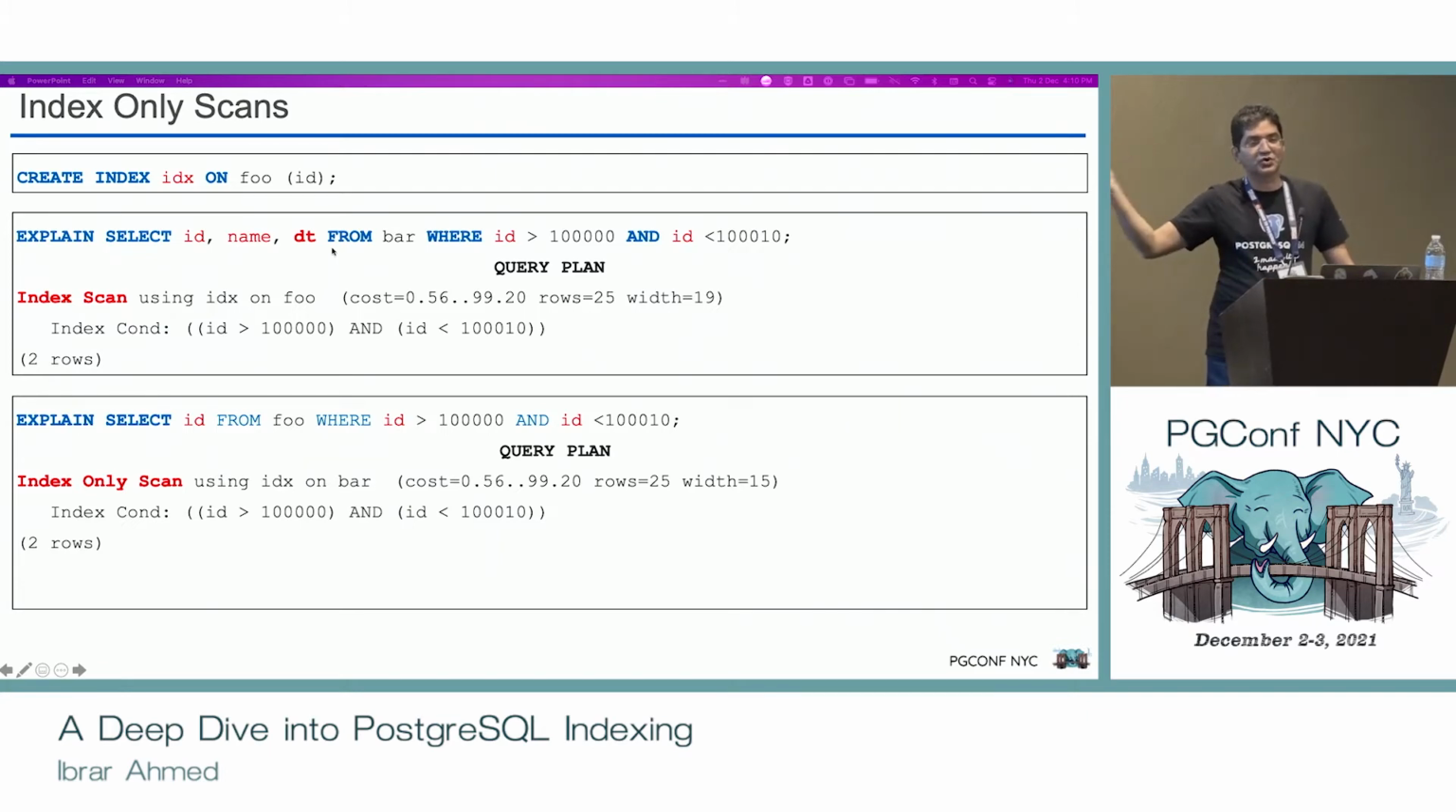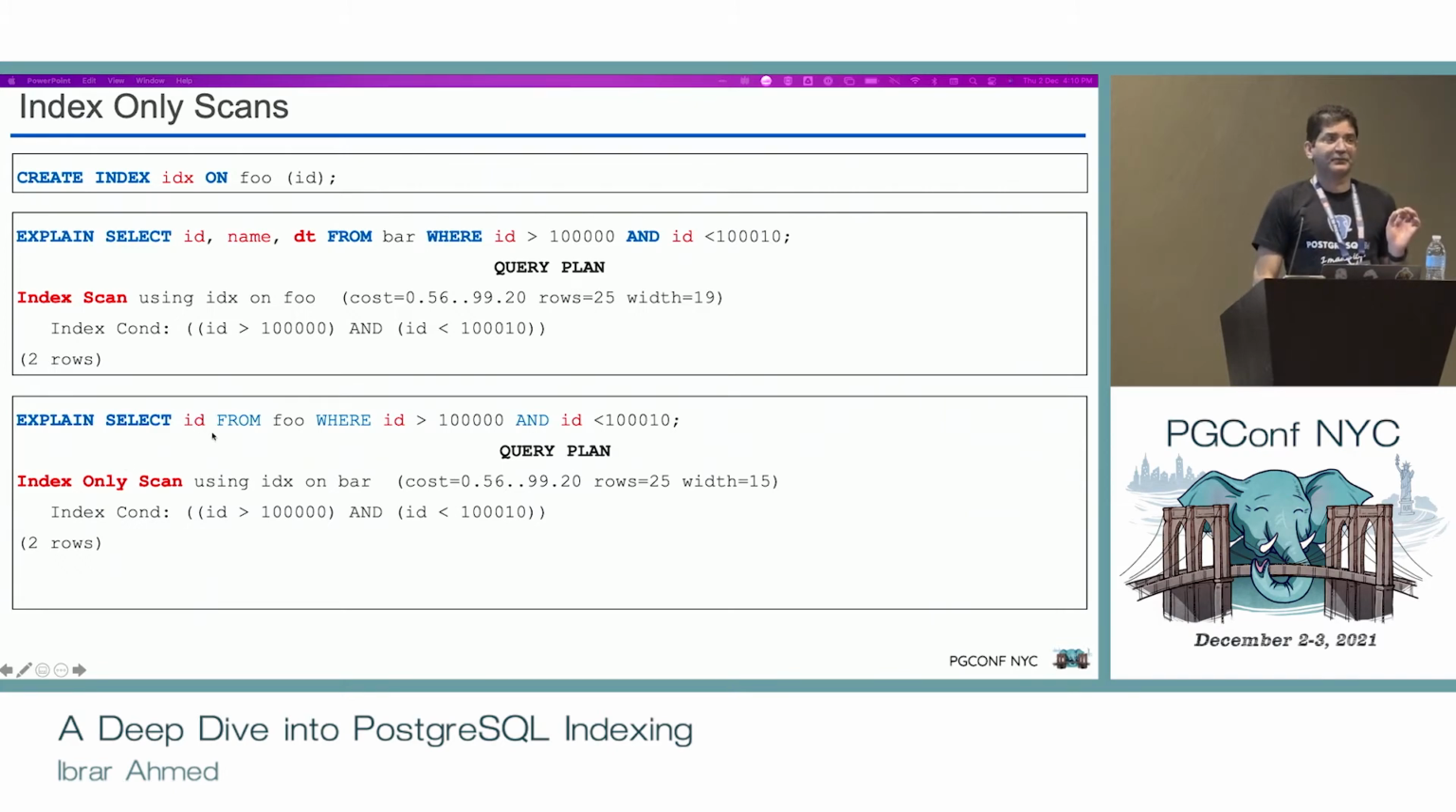So we have to go to the heap and read the rest of the information, name and DT. But when I select only the ID, and we know that we have already created an index using the ID, so we have the full information in the index. So we don't have to go to the heap to read the rest of the information. So we will directly return the information from the index.